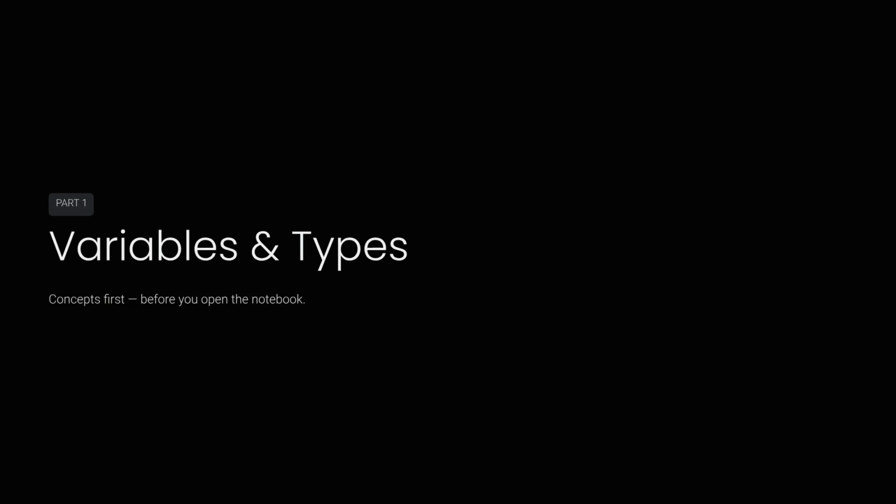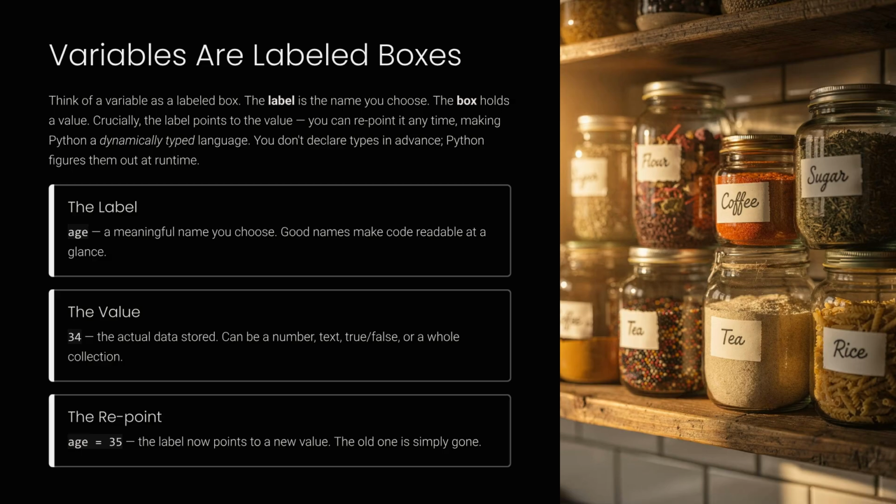Let's dive into part 1, understanding variables and types. We'll cover the fundamental concepts before we start writing code. Think of a variable as a labeled box. The label is the name you choose, and the box holds the value. Python is dynamically typed, meaning it figures out the type of the value at runtime.